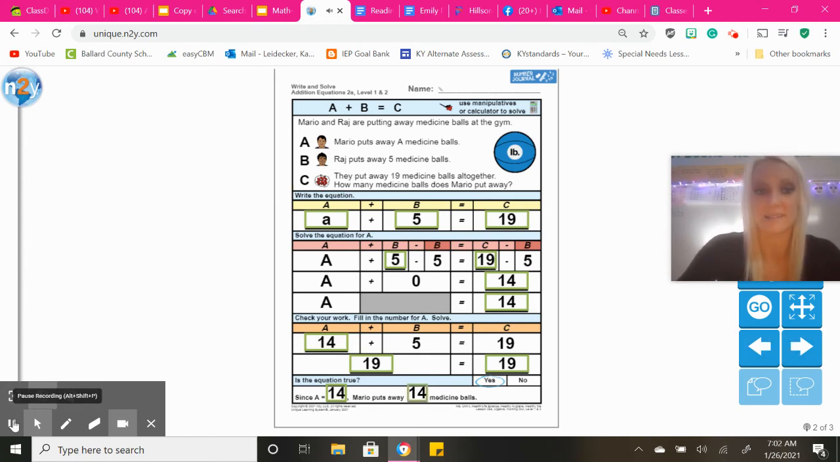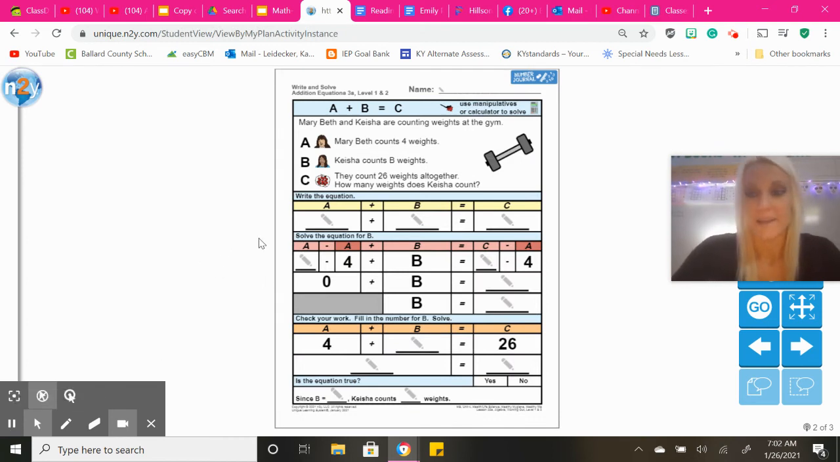You complete the next slide. Okay, next slide, our next box again is expressions. So Mary Beth and Keisha are counting weights at the gym. Mary Beth counts 4. Keisha counts B weights. Together they count 26 altogether. How many weights does Keisha count?